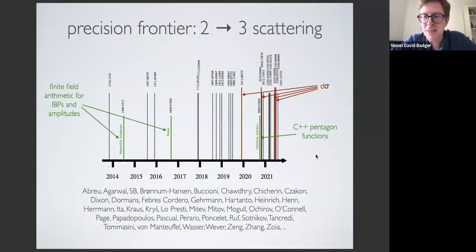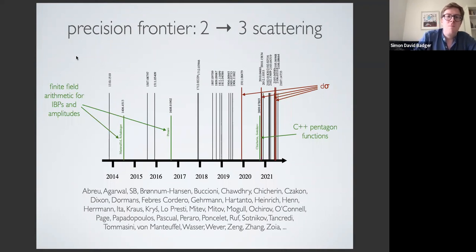Okay, so we have actually had a lot of progress in this area just in the last 12 months or so. So it's really nice to be able to summarize it for you here today. So from around 2013, where we saw some of the first results for genuine QCD scattering amplitudes at two loops.